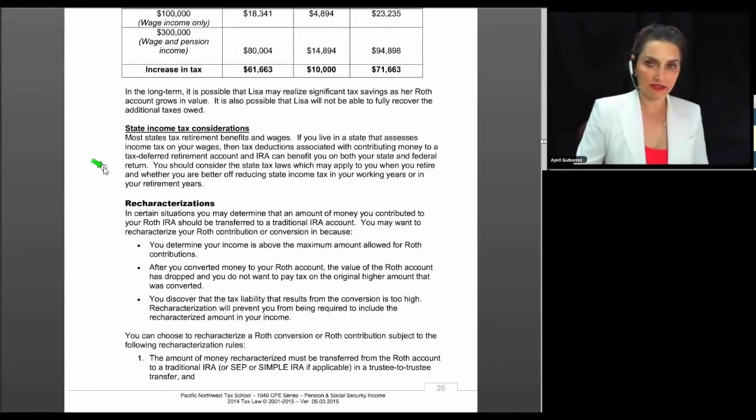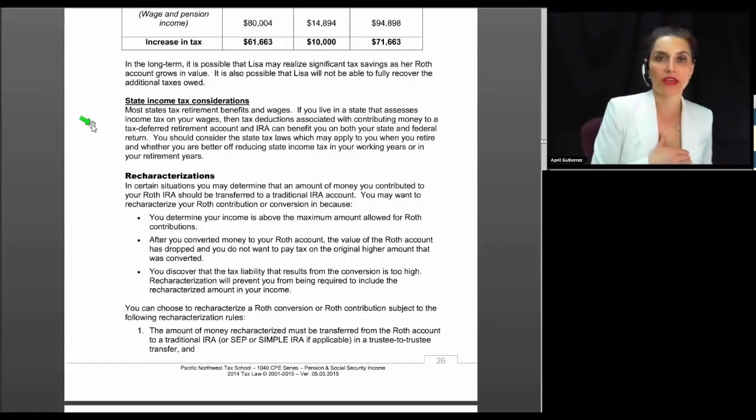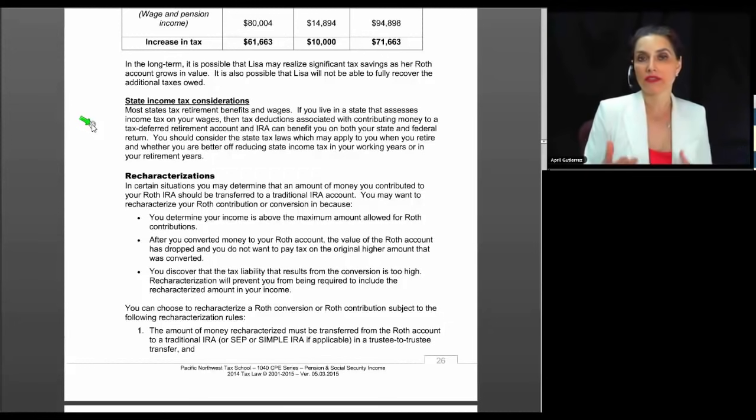State income tax considerations. Most states tax retirement benefits and wages. If you live in a state that assesses income tax on your wages, then tax deductions associated with contributing money to a tax-deferred retirement account are going to save you at the federal and the state level. But if you live in a state that does not have a state income tax, then the savings of putting money into a traditional IRA can be reduced. And conversely, the tax benefits associated with a Roth account can also be reduced.